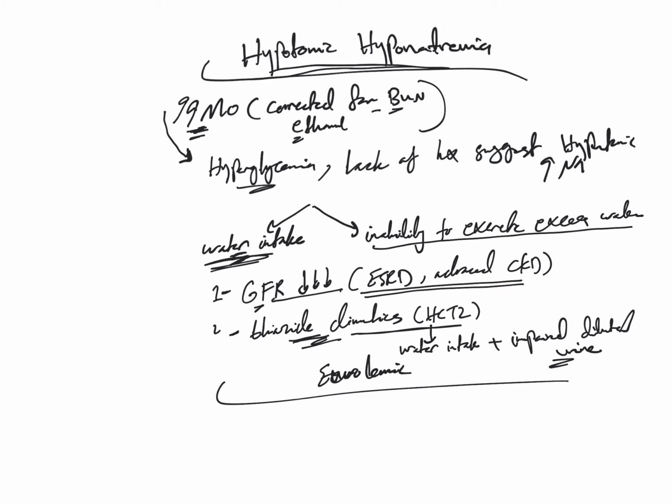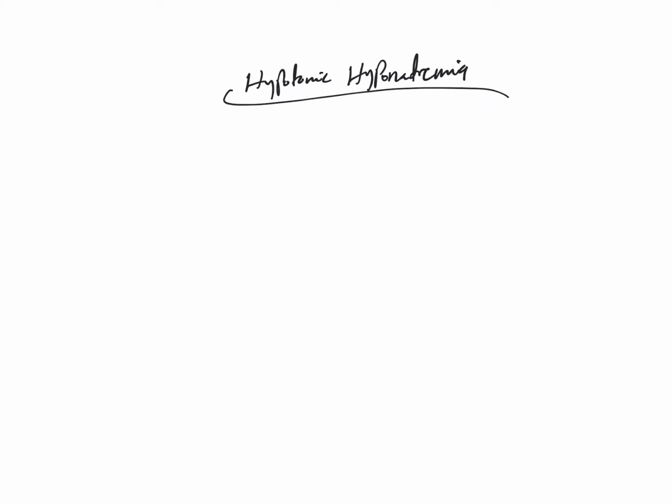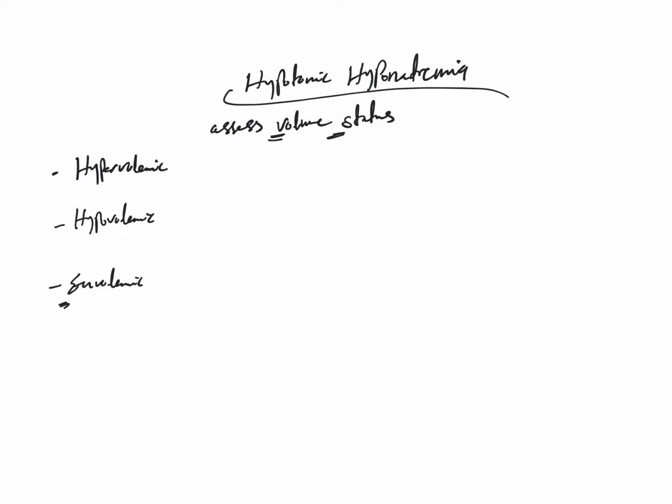Now, the patient's kidney function is okay. The patient is not on thiazide diuretics. Now I come to the next stage of hypotonic hyponatremia. Let me open a new slide for that. Now we reach this stage. Now it's time to assess volume status. Now it's time to say, is the patient hypervolemic? So this applies only when we reach the hypotonic after ruling out renal disease and thiazide diuretics: hypervolemic, hypovolemic, and euvolemic. Okay.